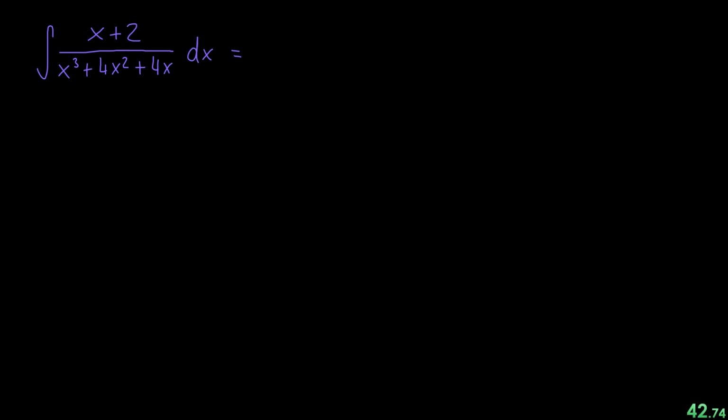So what we're going to do instead is partial fractions, but let me first write this a little bit prettier. The first thing I'm going to do is take a look at the denominator and factor out the x. So we have the integral of x plus 2 over x times x squared plus 4x plus 4 dx.